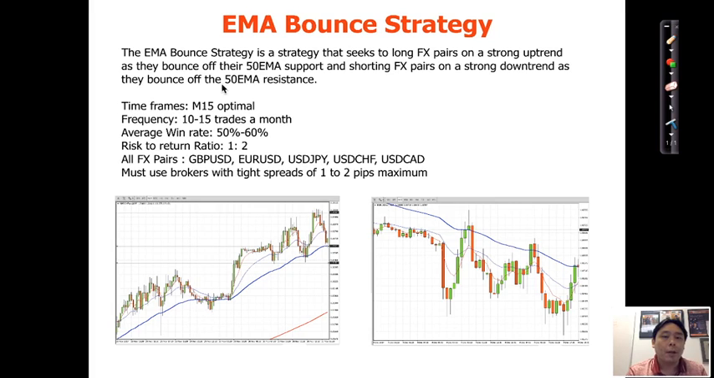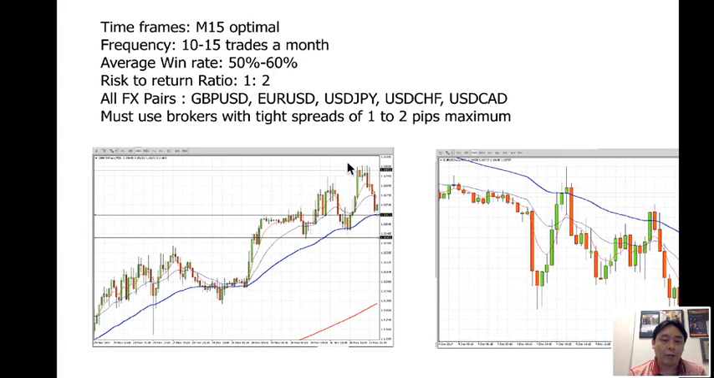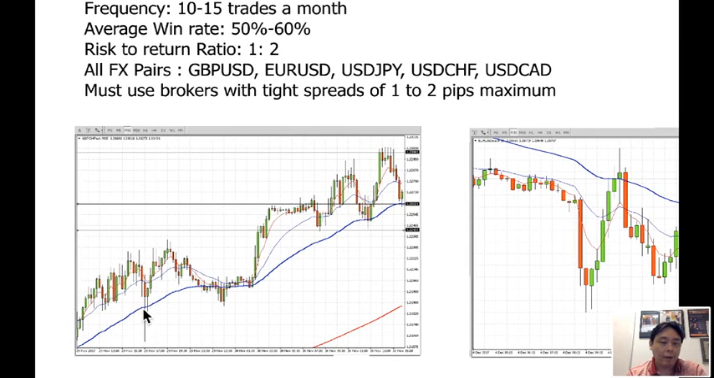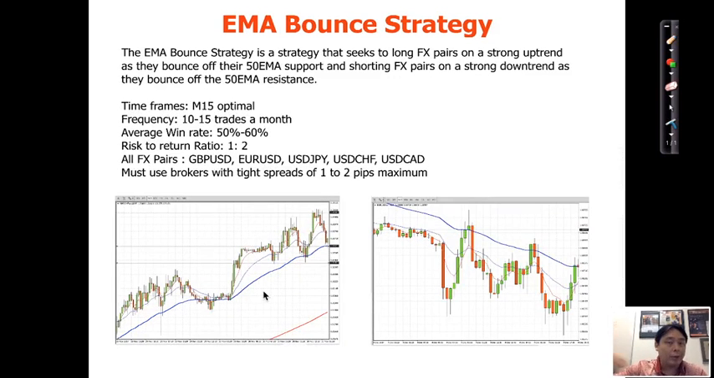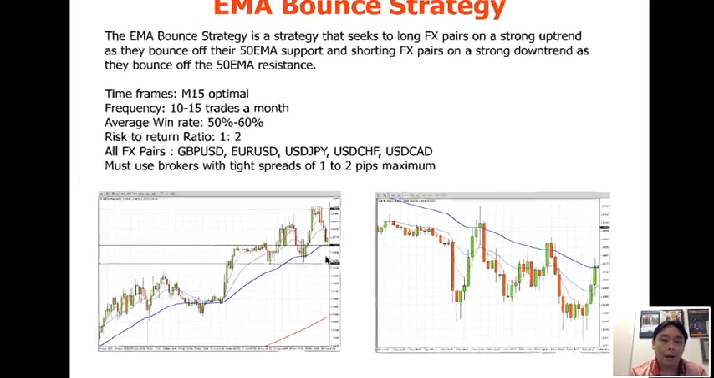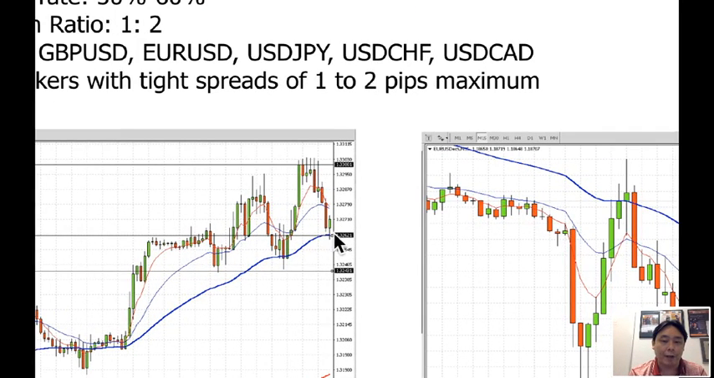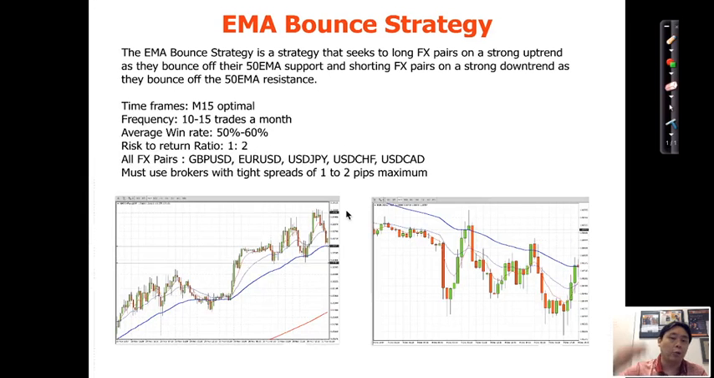So for example, we seek to go long on FX pairs, or we buy currency pairs on a strong uptrend as they bounce off their 50 exponential moving average support. If you take a look at the chart on the left, you can see that when it's on a very clear uptrend, it would at times bounce off the 50 moving average and find strong support there. When we see that pattern recurring, we take advantage by buying right as it bounces off the 50 moving average, and we exit as it makes a new high.